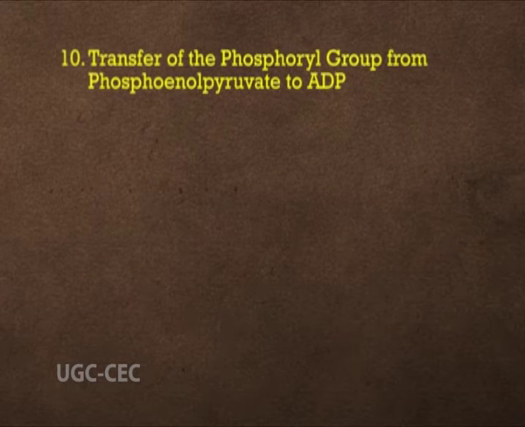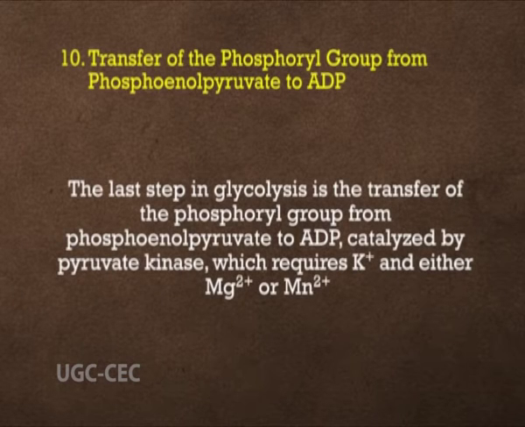Step 10, which is transfer of the phosphoryl group from phosphoenolpyruvate to ADP. The last step in glycolysis is the transfer of the phosphoryl group from phosphoenolpyruvate to ADP, which is catalyzed by pyruvate kinase and requires potassium ions and either magnesium or manganese ions. In this substrate-level phosphorylation, the product pyruvate first appears in its enol form, then tautomerizes rapidly and non-enzymatically to its keto form, which predominates at pH 7.